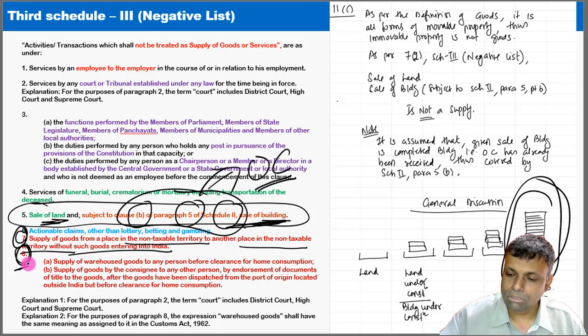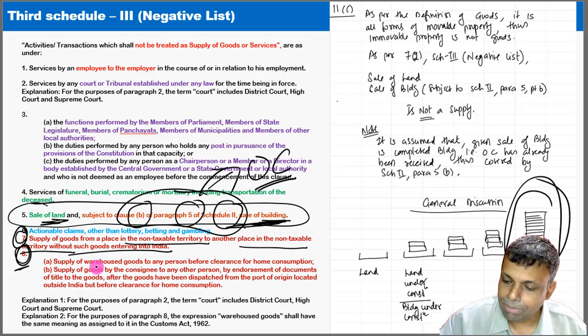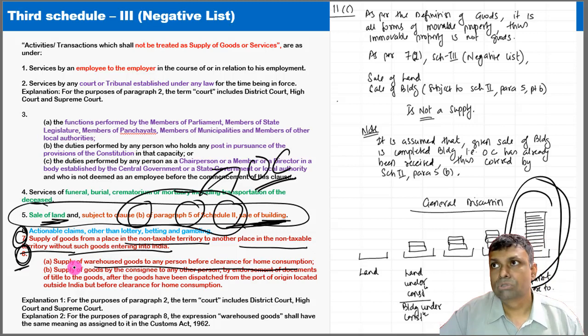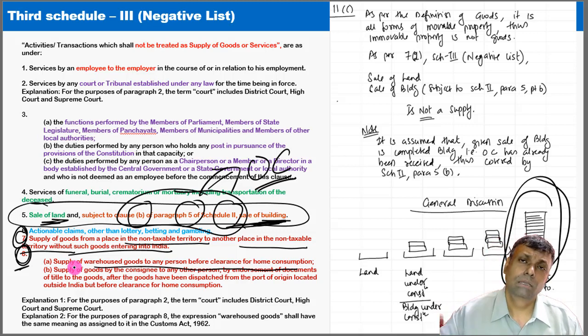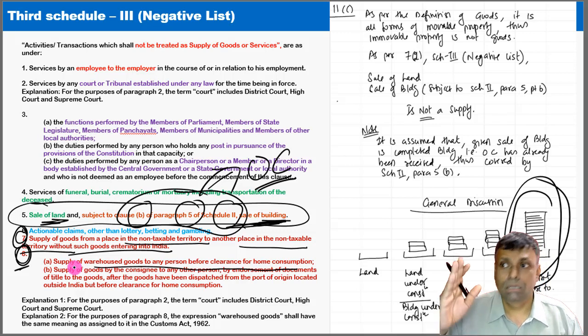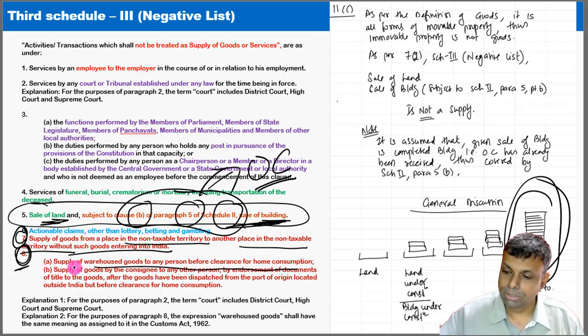The another one is entry number 8, the supply of warehoused goods, where this is in the customs law before the home consumption. That means in the customs law you have warehoused that particular goods, but it's not cleared for home consumption. So if any such sale, if at all it takes place, is not subjected to the GST. Previously some clarifications were there on this particular front. Nowadays the law is very clear that until the goods are cleared for home consumption, the GST implications will not be there, as specifically provided by the law itself.